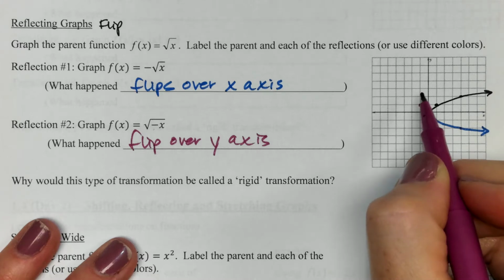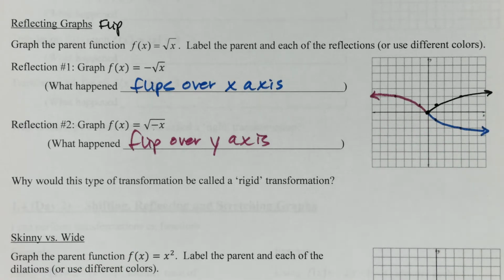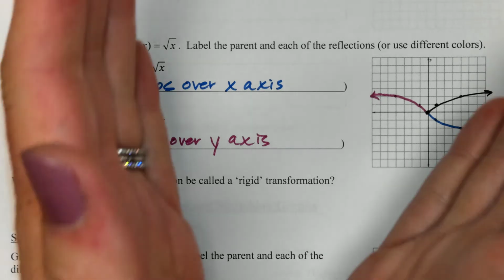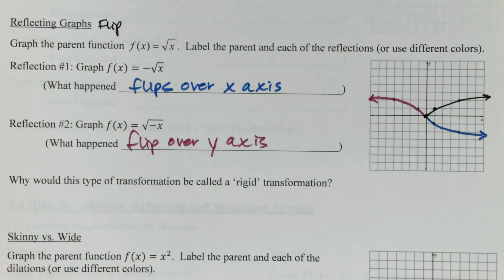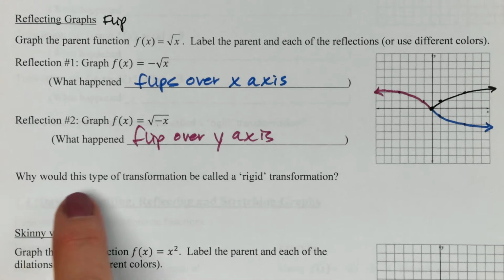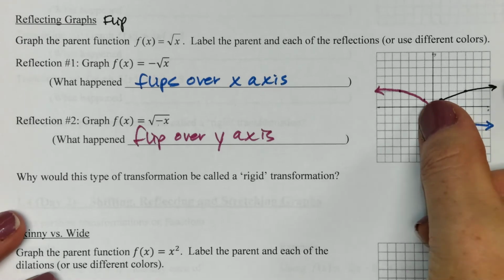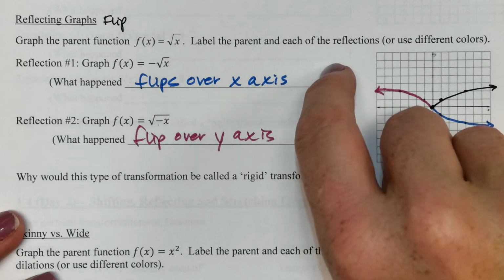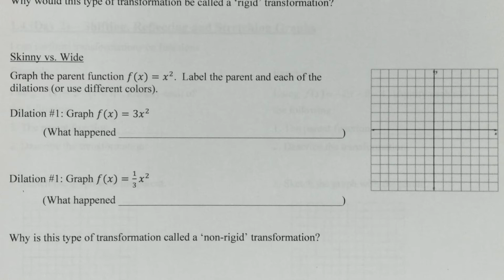And the only reason I used the square root function is because it's easier to see it move compared to the absolute value function, which is just a V, and then if you flip it, it would just be a V again. So it's kind of hard to tell. So that's why we picked that one to demonstrate flips. And this type of transformation is called rigid because nothing about the shape changes in size or appearance. All I'm doing is just flipping it. So I maintain everything about it, I just flipped it over. That's called a rigid transformation.